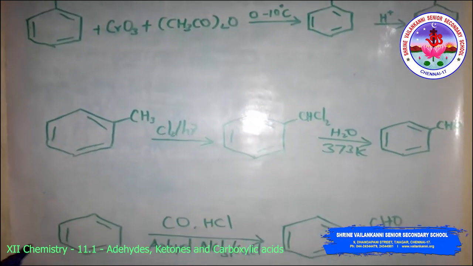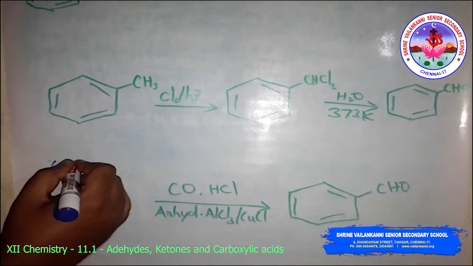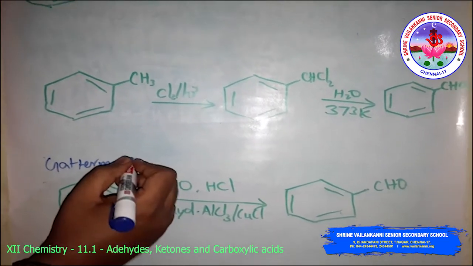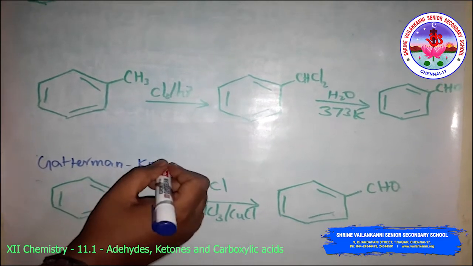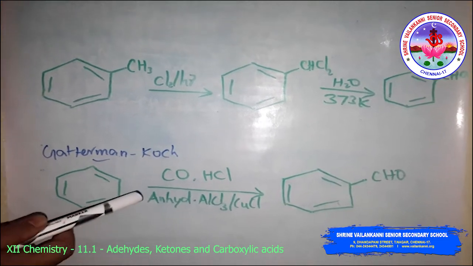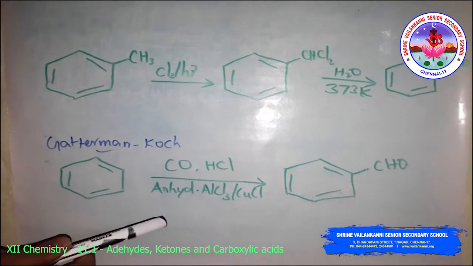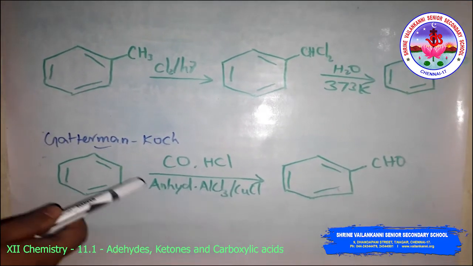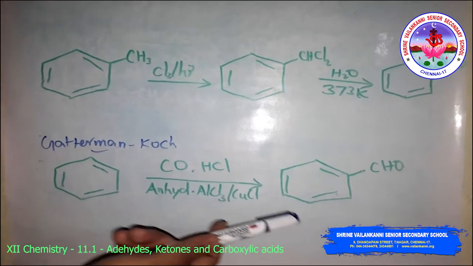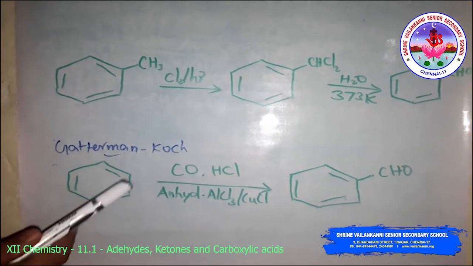Then the Gattermann-Koch reaction. When benzene or its derivative is treated with carbon monoxide and hydrogen chloride in the presence of anhydrous aluminum chloride or cuprous chloride, it gives benzaldehyde or the substituted benzaldehyde. So this name reaction is called the Gattermann-Koch reaction.